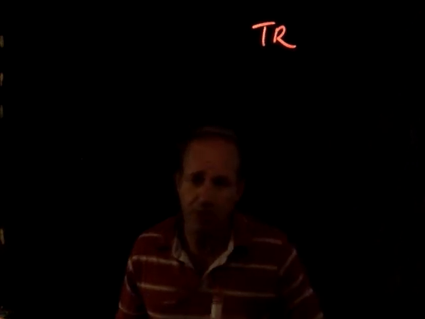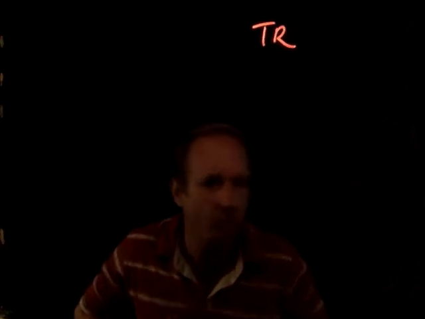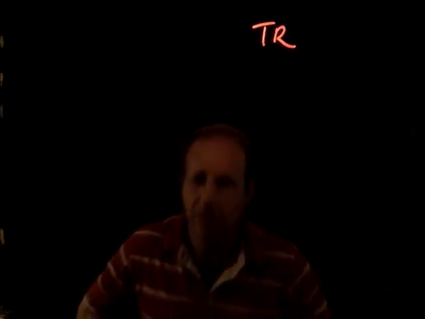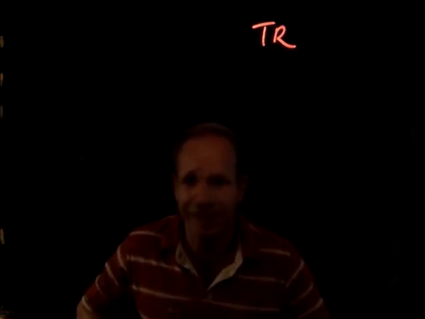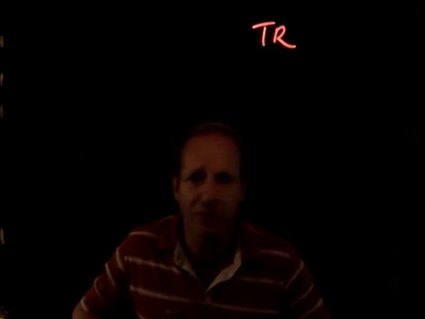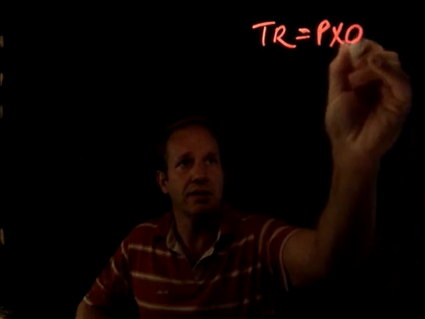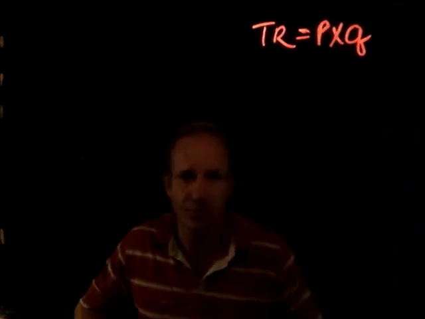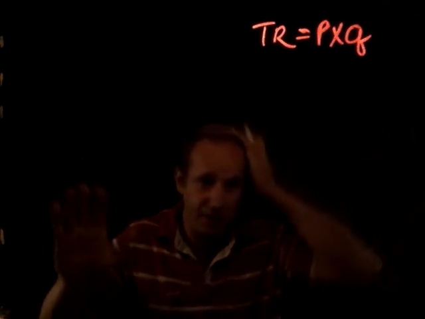TR stands for total revenue, and you might say it has a formula to remember, but it's the easiest one in the world to remember. If you sell lemonade on the side of the road and you sell lemonade for $2 a cup and you sell 10 cups, what was your total revenue? $20. What did you do there? Price times quantity is total revenue. That's it, and that's all. So that one's a pretty easy one.